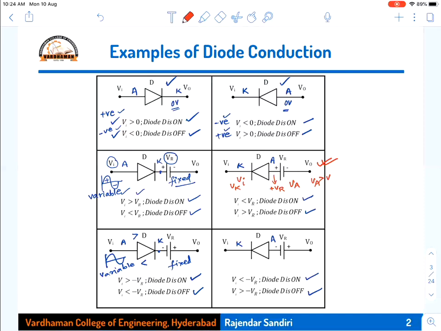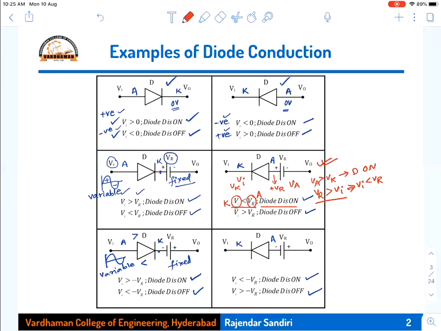The diode is on. That means what? In this case, the anode voltage is greater than the cathode voltage, or the cathode voltage is less than the anode voltage. So Vi is the cathode voltage, VR is the anode voltage. So the cathode voltage is less than the anode voltage, or the anode voltage is greater than the cathode voltage. Both are the same. In that case, the diode is on. Otherwise, the diode is off. So in any case of all these 6, you can check the anode voltage should be greater than the cathode voltage, then only the diode is on. Otherwise, it is off.